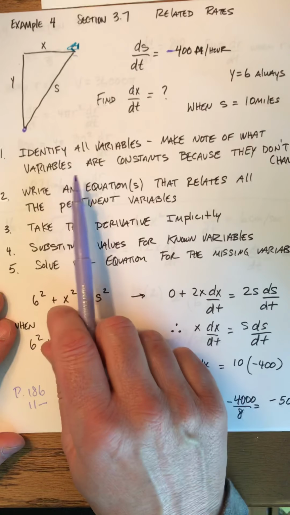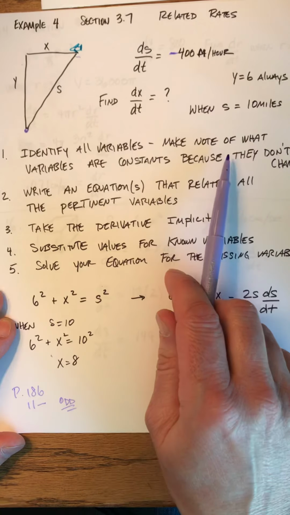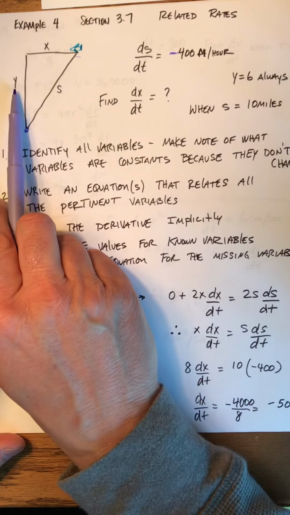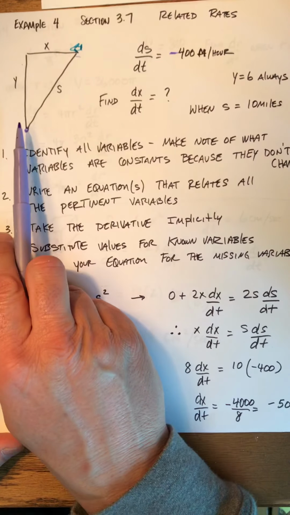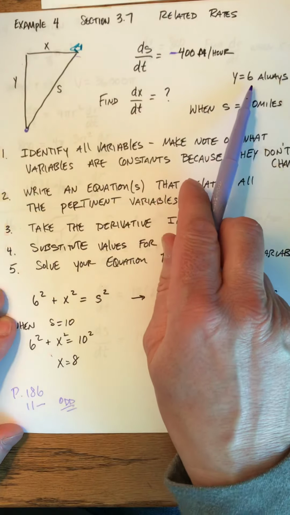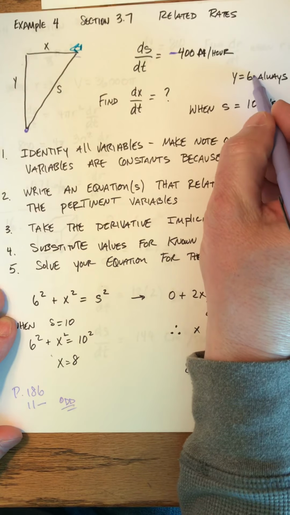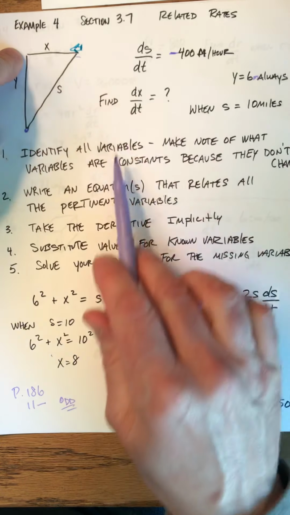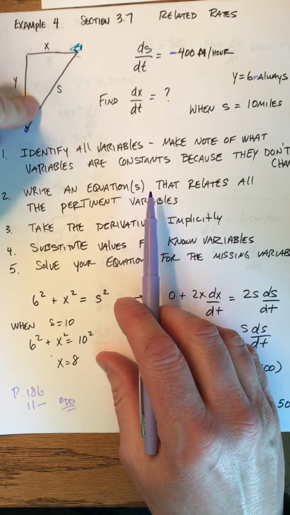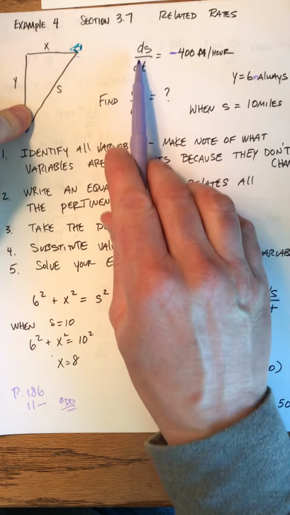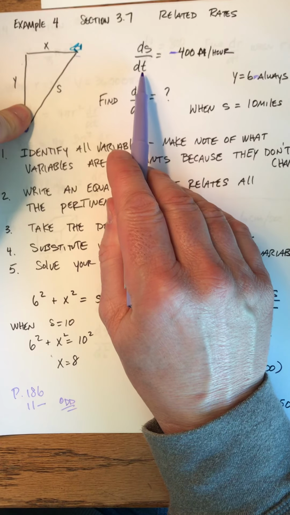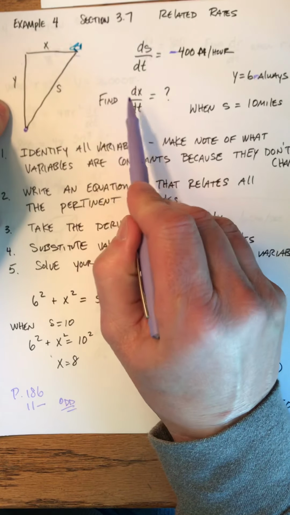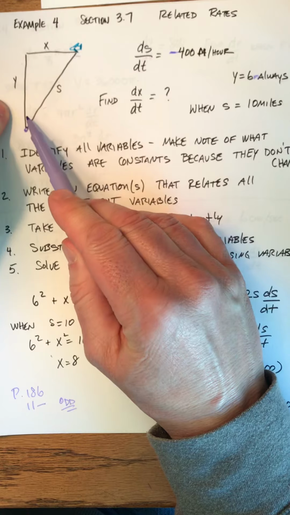Number 1, I would identify all the variables that we can and make note of special variables that are constants because they don't change. In this case, y is a constant because that height, the problem tells us, is always going to be 6 miles. And then the amount that x is changing is dx/dt, so I'm identifying all my variables. The amount s is changing is ds/dt, and the base variable is t. It's not x. We're used to the base variable being x, but in this case, everything relates to time. The miles are changing per hour.